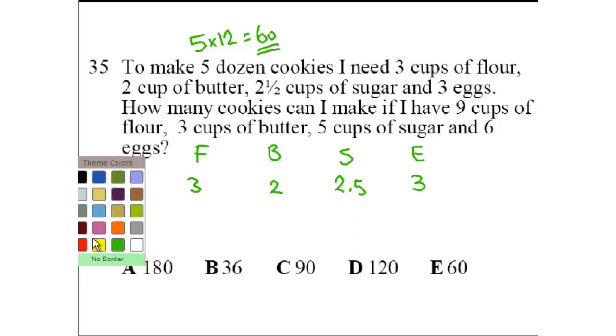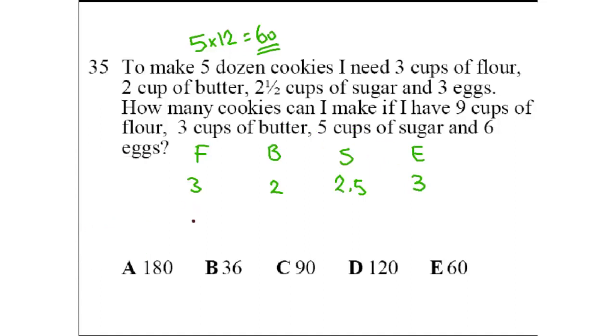If I have, okay, what do I have now? 9 cups of flour, so instead of 3 I have 9. 3 cups of butter, so instead of 2 I have 3. 5 sugar, instead of 2.5 I have 5. And 6 eggs instead of 3.